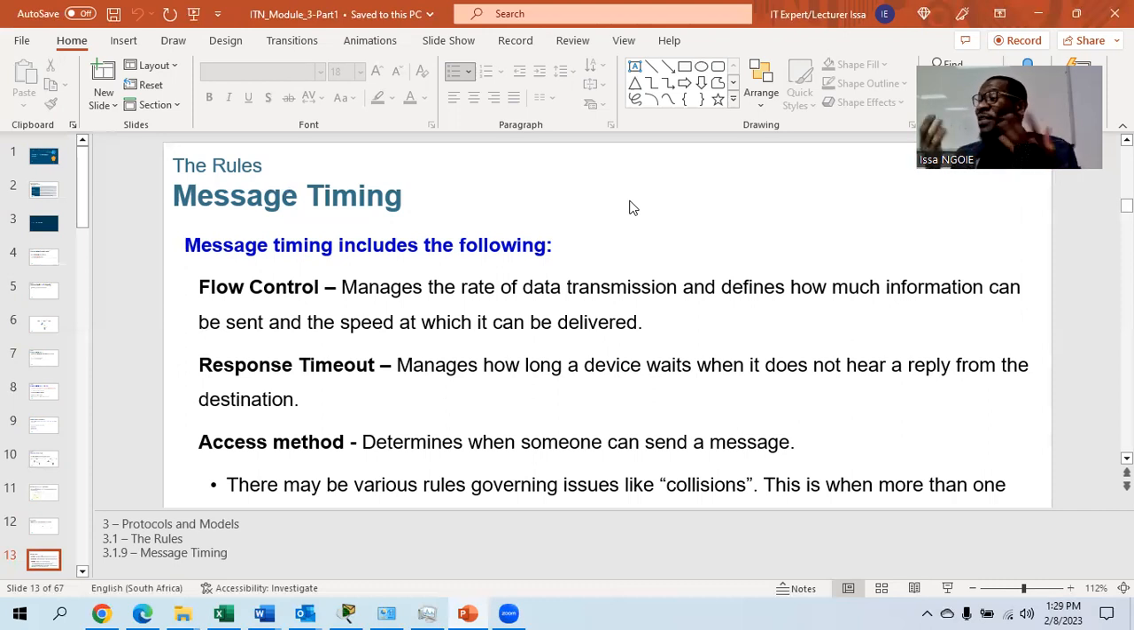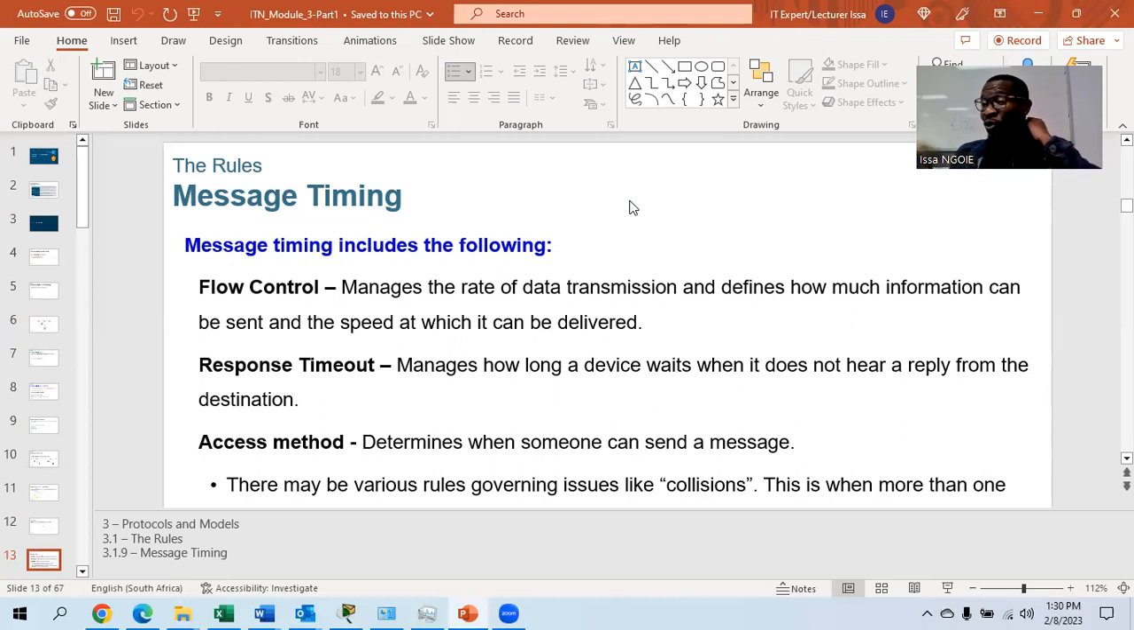You just have to understand it like there is a protocol that will make sure that those computers agreed on speed and how much information to be sent. And that protocol is just software that's going to be on those computers, right? Number two, it's response time out. So we call it flow control. Flow control means checking the speed and the quantity of your information. Response time out means how long a device waits when it does not hear a reply from the destination.